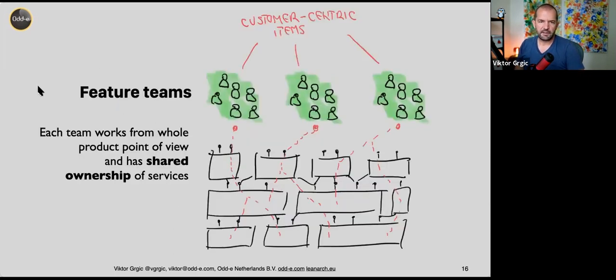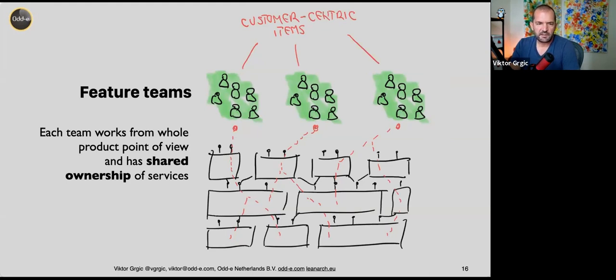It's the next slide. So that's the feature teams. One of the questions asked was how do you do shared ownership? Well, this is how we do it. Feature teams work based on customer-centric items. It doesn't mean that they work on a single feature. It just means that they can deliver an end-to-end customer-centric feature. That's what feature teams mean.